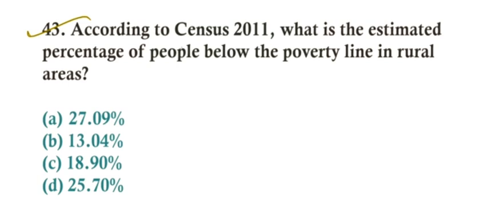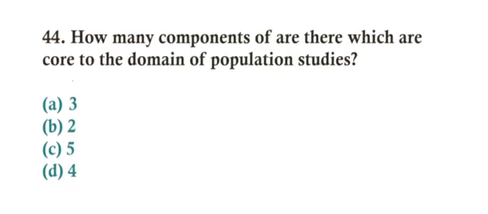43. According to the census 2011, what is the estimated percentage of people below the poverty line, BPL, in rural areas? Option number D is the correct answer, 25.70%. 44. How many components are there which are core to the domain of population studies? Option number A, 3 is the correct answer.